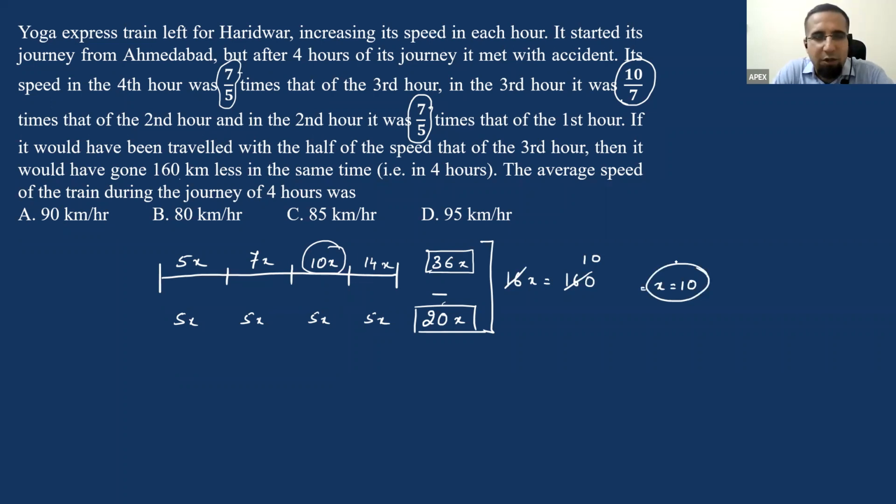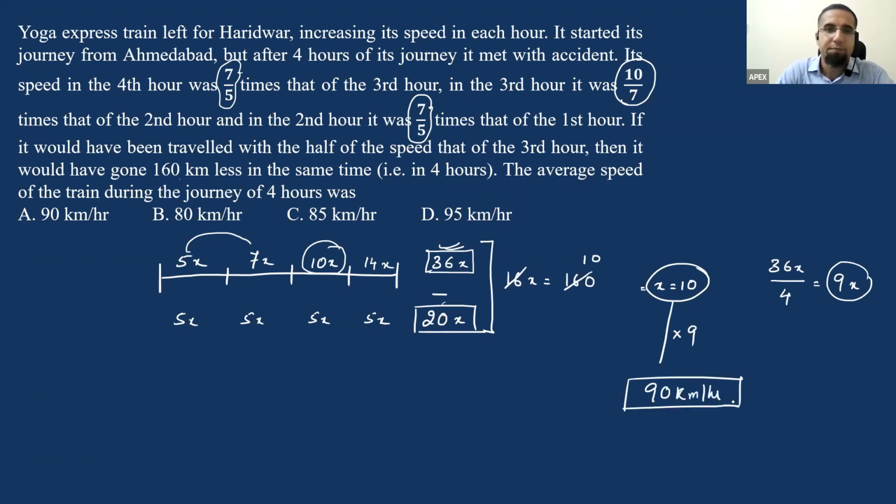Now, what is the question asking us? The question is asking us to calculate the average speed of the entire journey. Now, the average speed is, 36x is the total distance divided by total time, which is 4 hours. So therefore, the average speed of the entire journey becomes 9x kilometers an hour. And since the value of x is equal to 10, 10 into 9, this becomes 90 kilometers per hour, the average speed of the entire journey. Clear? And therefore, option A becomes your answer.